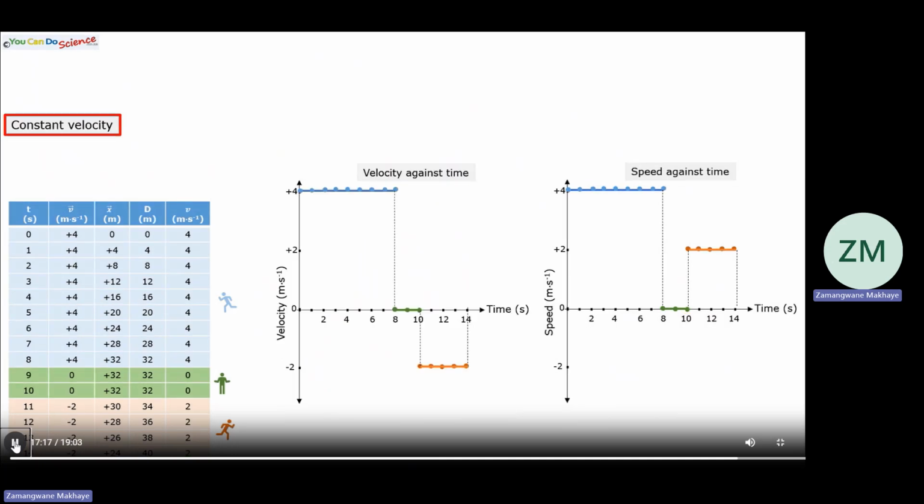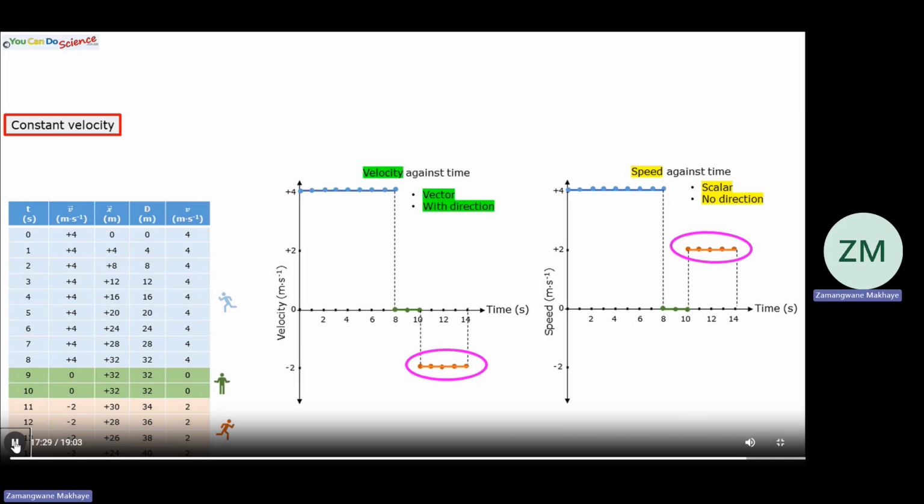Note how the speed time graph differs from the velocity time graph, because speed is a scalar, and distance is used to calculate the constant speed. Velocity is a vector, and change in position is used to calculate the constant velocity.